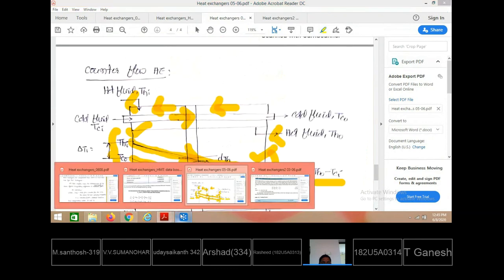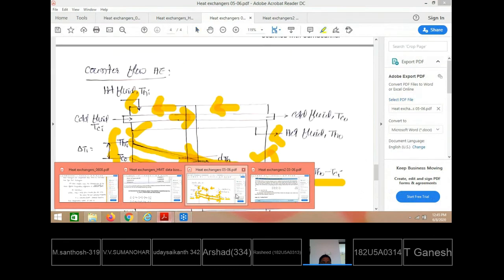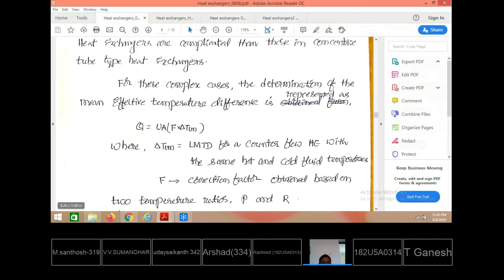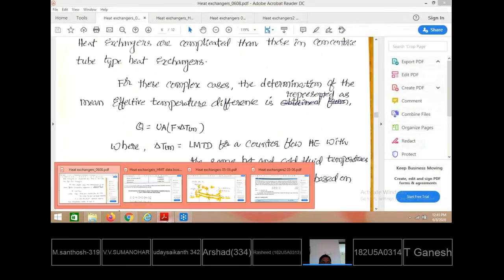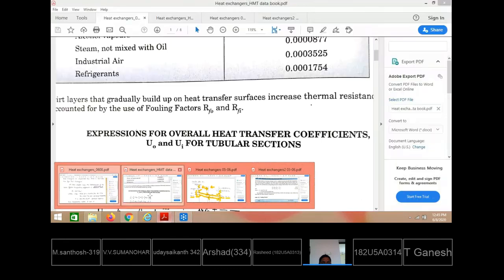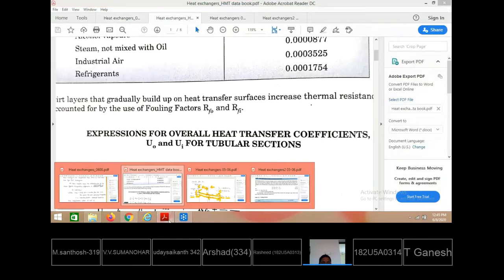Now, knowing all these things, we are looking at how to estimate and solve the problems.